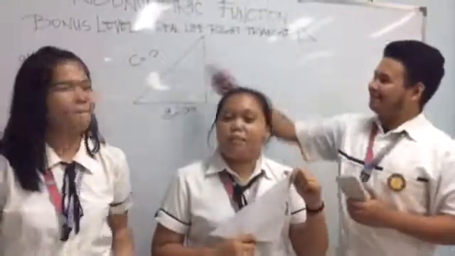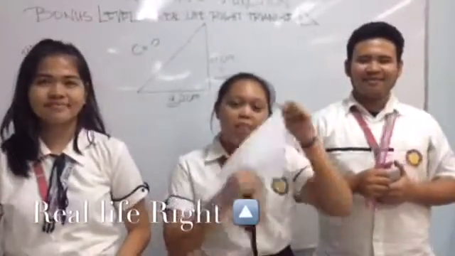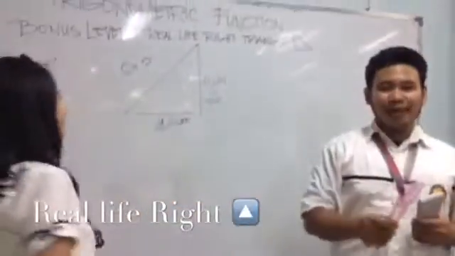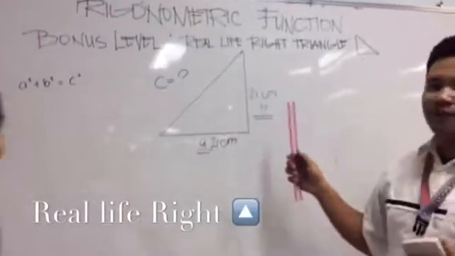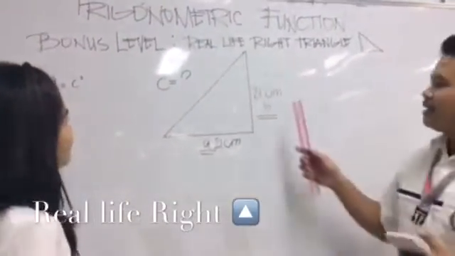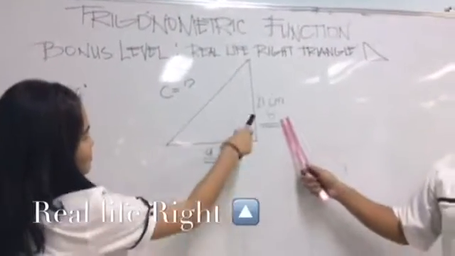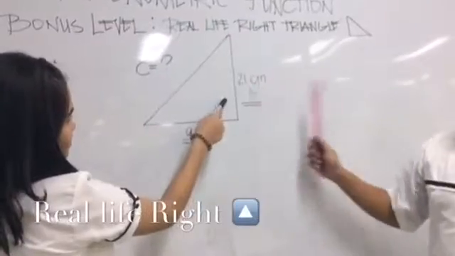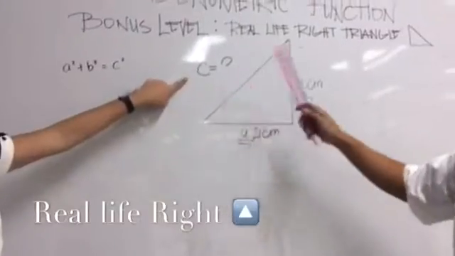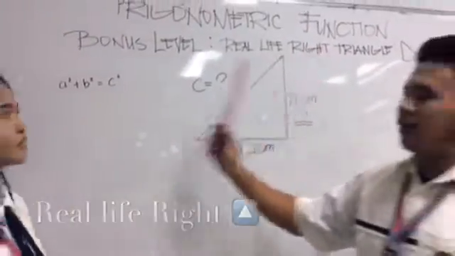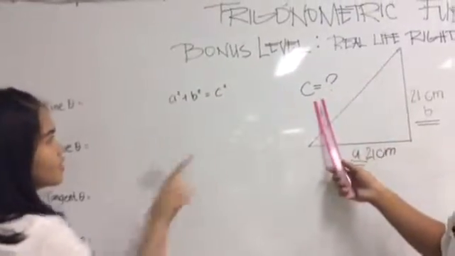And for the bonus level, Miss Tony Rose says we should find a right triangle in real life. So we cut out the paper and measure it. After we measure it, we enlarge it on our whiteboard so that you can see the measurement of each side. For side A, which is 21 centimeters, and for side B, which is 21 centimeters also. The missing one is side C, which is unknown, and we should find it by the use of the Pythagorean theorem.